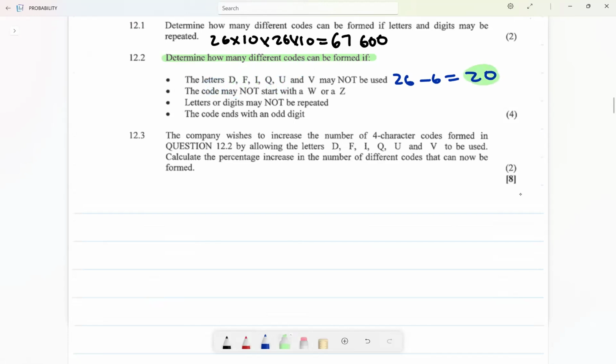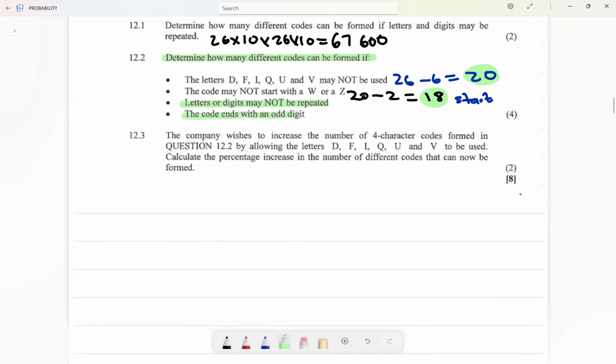And then they are telling me the code may not start with W or Z. So out of the 20 letters that I may use, I cannot start with W or Z. So for the first position, for the start, it should be 20 minus 2 letters. So for the start position, I have only 18 letters to fight for the first position. And then they say letters or digits may not be repeated. So you use it, you end it.